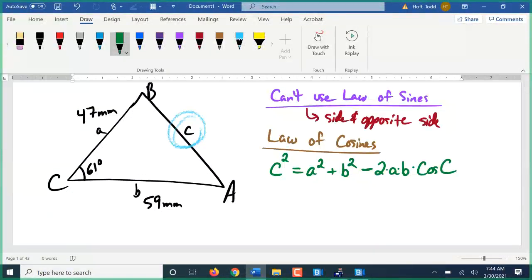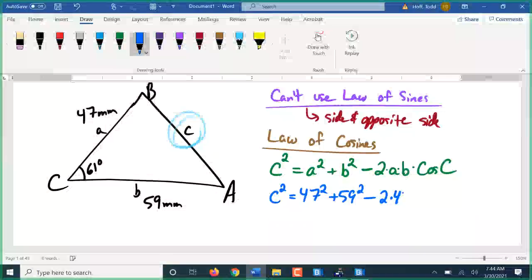Let's look at how that would apply here. So c squared is equal to a, which is 47, so that'll be 47 squared, plus b, which is 59, so that's 59 squared, minus 2 times 47 times 59 times the cosine of angle C, which is 61 degrees.